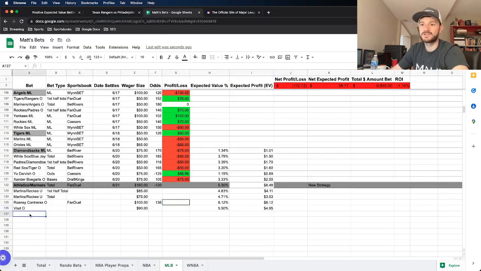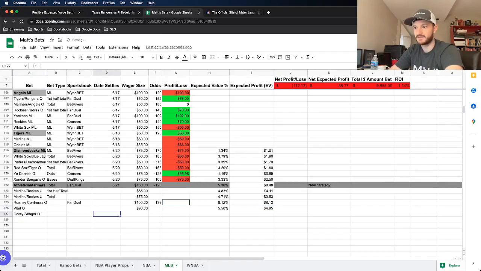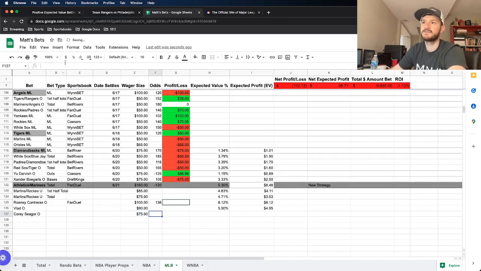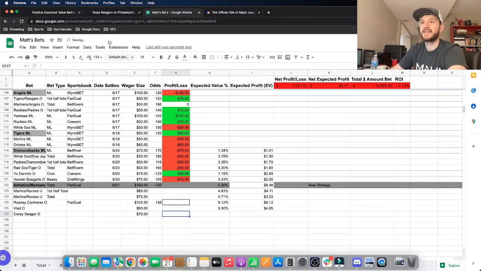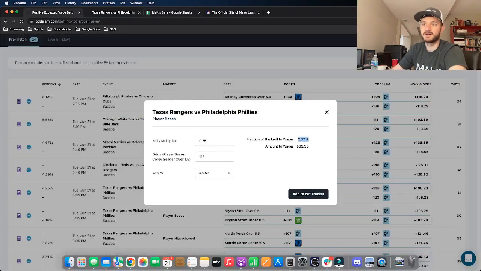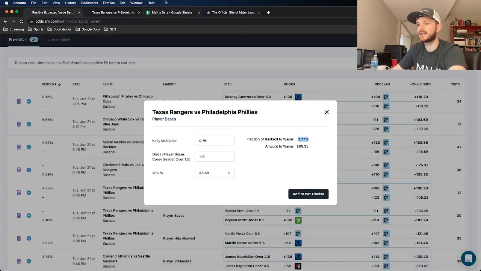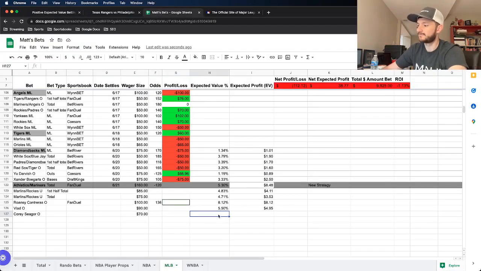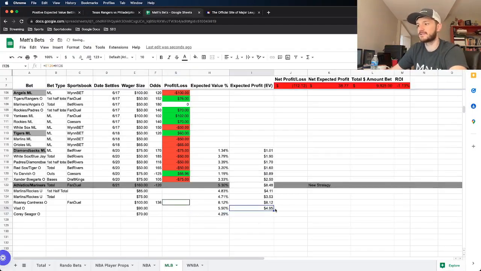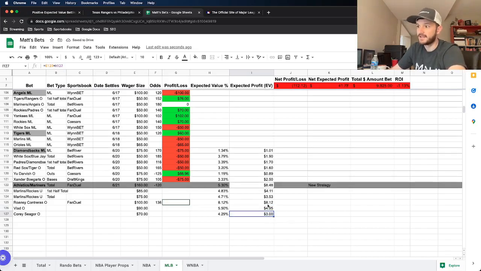$70 play, Corey Seager over 1.5 total bases. So Seager over. This was a $75 play, I believe. Or 70, excuse me. A $70 play. And the expected value percent here was 4.29. So again, if I drag this down, my net expected profit here is roughly $3. So for 3 bets so far, net expected profit of about $16.